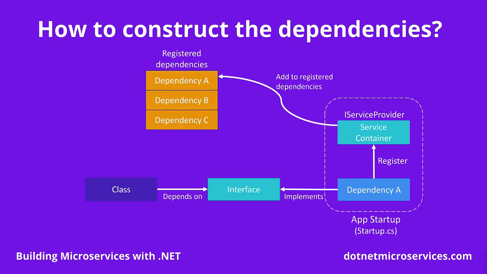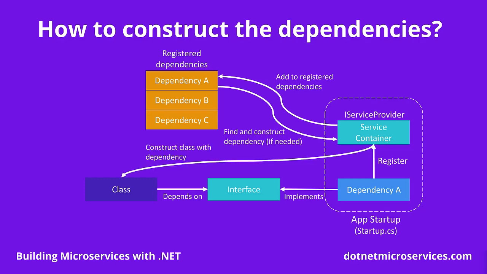Then, eventually, when our class needs to get constructed, the service container first finds, constructs the dependency, or reuses it if it already has been constructed, and then injects it into our class as it creates our class instance. This is very powerful because you could even have dependencies that depend on other dependencies, but as long as they all have been registered with the service container, they will all be resolved properly whenever any class needs them during the application lifecycle.